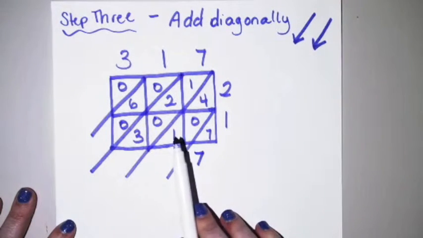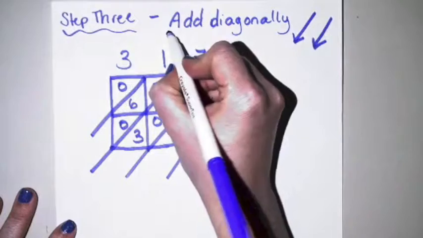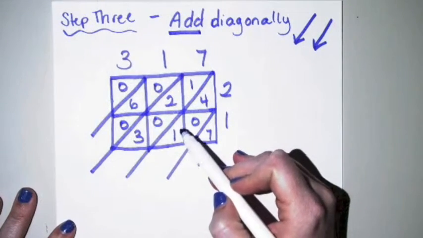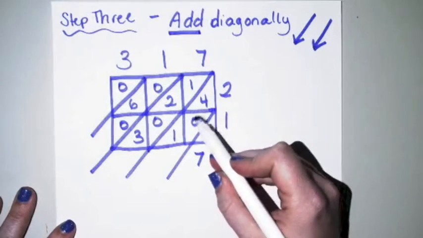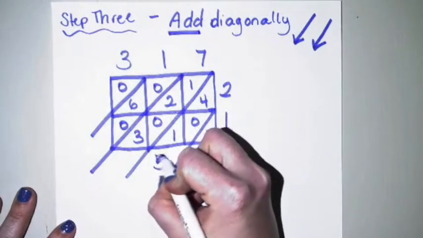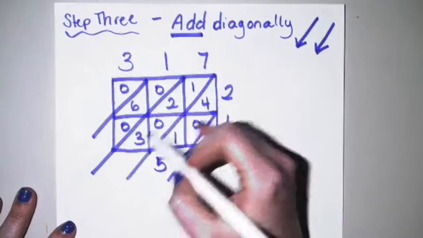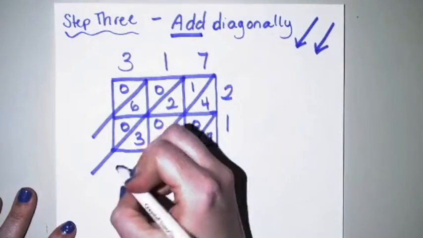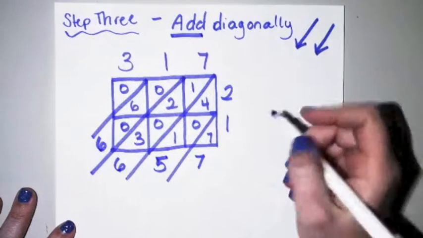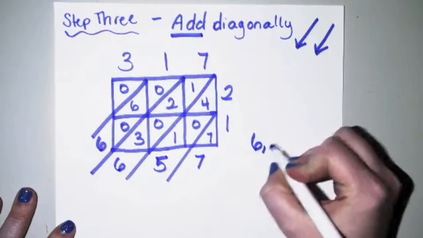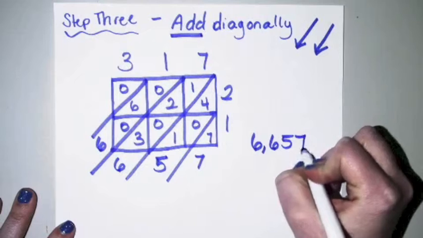So I'm going to multiply, not multiply, you're going to add. I'm going to add 1 plus 0 plus 4. Well, 1 plus 0 is 1. 1 plus 4 is 5, so I bring down my 5. 3 plus 2 is 5, plus 1 is 6. 6 plus 0 is 6. So I'm going to bring all this down. So my answer is 6,657.